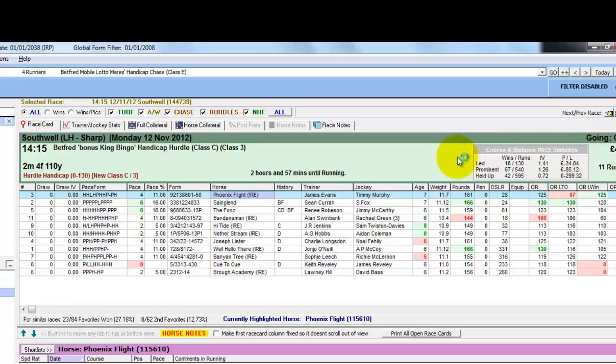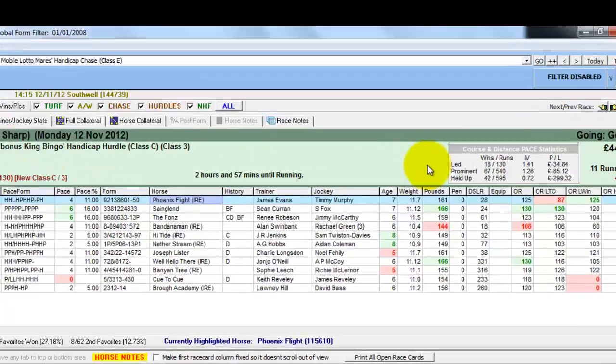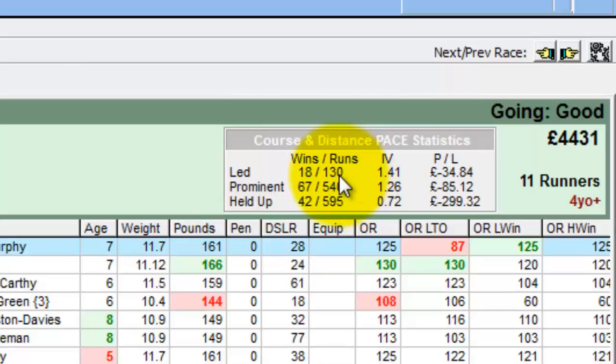The course and distance pace statistics are calculated from looking at the pace abbreviations of horses who previously ran at this course and distance. So in this case 2 mile 4 furlong 110 yards at Southwell. We can see that 130 horses led and 18 went on to win. 540 ran prominently and 67 went on to win. 595 were held up with 42 winning.